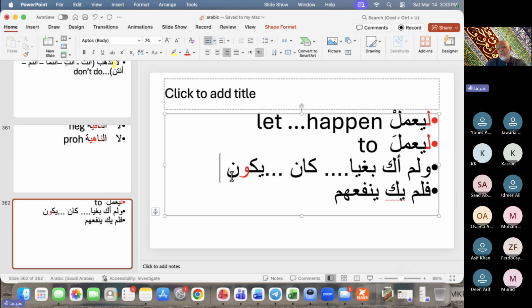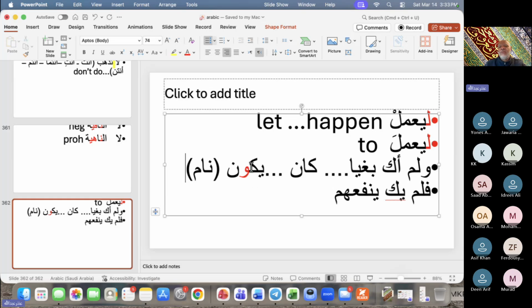The same thing is for kana. Kana only doesn't give a meaning. If you say, for example, nama, so the same 3 letters, nama gives a full meaning: he slept. But kana doesn't give a meaning. He was. He was what? It is not complete. Because it is a weak verb or a modal verb, it can accept some more changes.